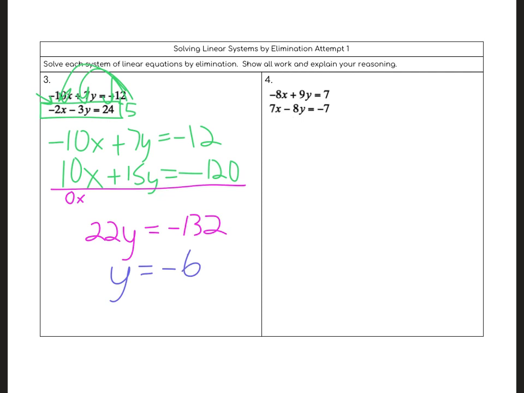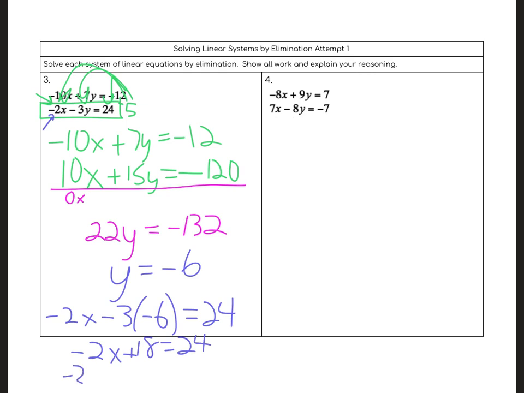So I'm going to pick that bottom equation that I started with. Negative 2x minus 3 times negative 6 equals 24. So negative 2x plus 18 equals 24. Negative 2x equals 24 minus 18 is 6, and then x equals negative 3. So my point is negative 3, negative 6. Sorry, I ran out of room there.